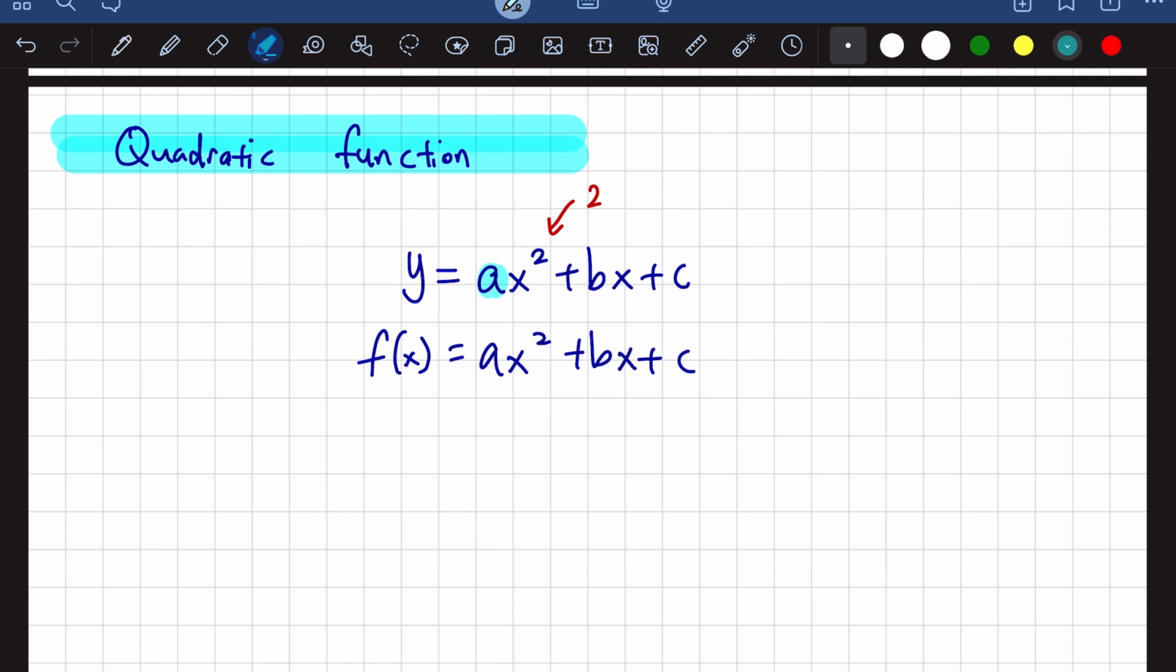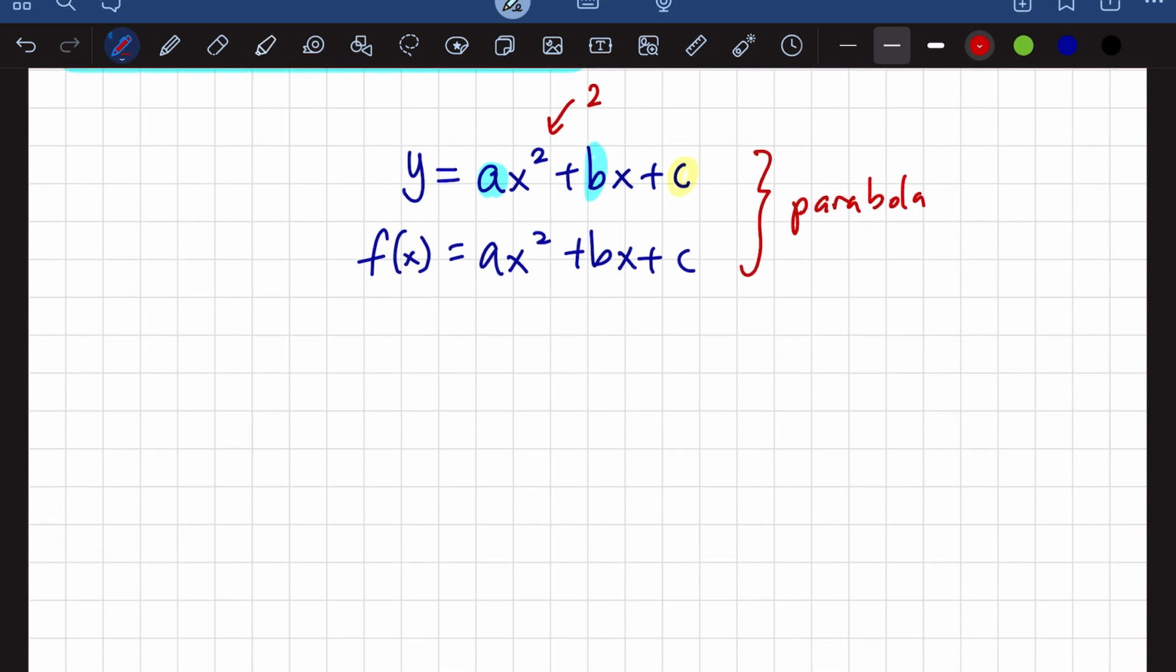Now, what is the a? A is the coefficient of the x squared term, b is the coefficient of the x, and c is just a constant term. These are very important coefficients, and we know that in general they will look like a parabola. And how does a parabola look like? Let me show you an example.